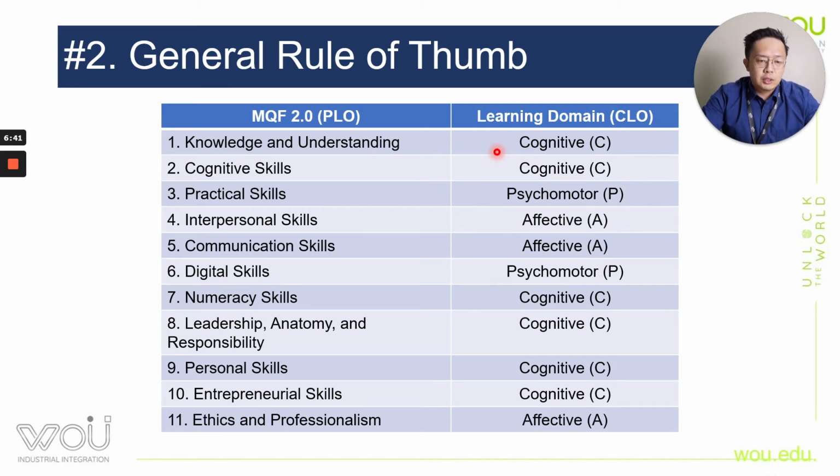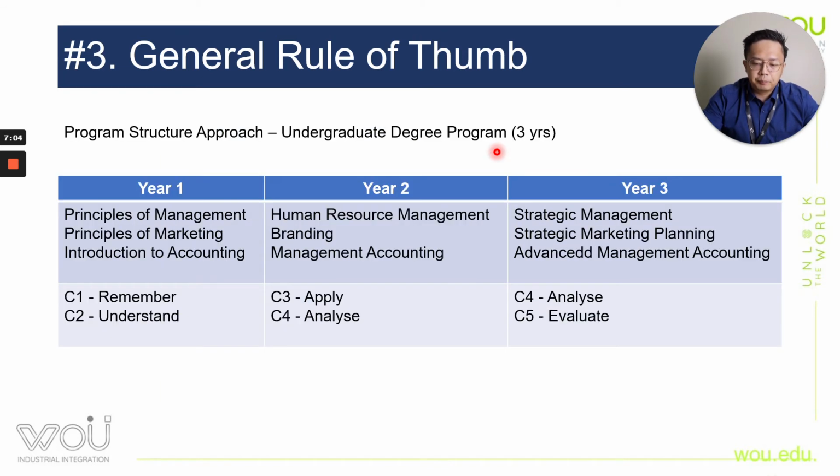Where all the shared subjects will be measured at the same learning domain and mapped to the same PLO. This is consistency. So again, I repeat, to decide whether knowledge and understanding is measured as cognitive, psychomotor, or affective, you use a second general rule of thumb: discuss within your school members and decide it. Then the third general rule of thumb that you can use is the program structure approach.